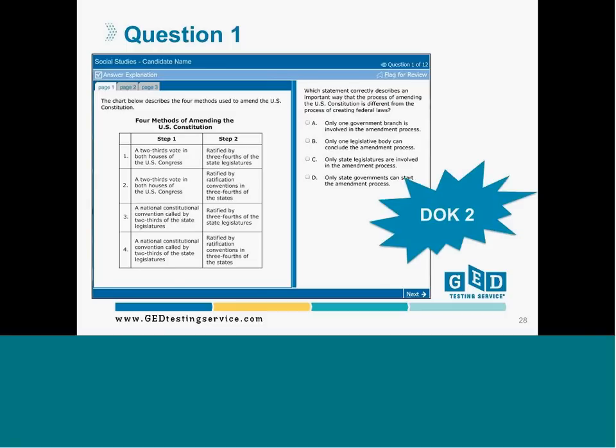In this particular question, the answer is DOK 2. What the test taker is asked to do is to draw a contrast between the process of amending the U.S. Constitution and that of creating federal laws. Use the information from the chart, which shows the methods, along with the test taker's own knowledge of how federal laws are made. The tester can then analyze the major steps in the process and the governmental branches that are involved. This item engages reasoning skills needed to analyze both processes and identify a major difference. So we have a DOK level 2.